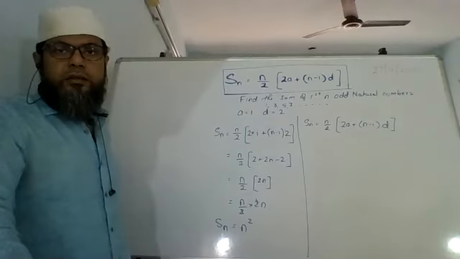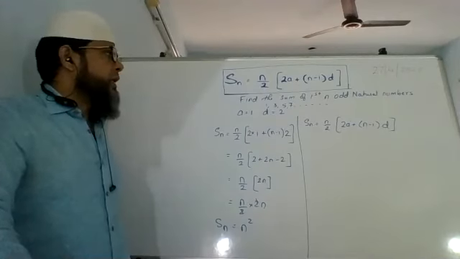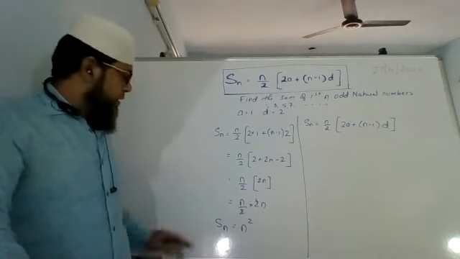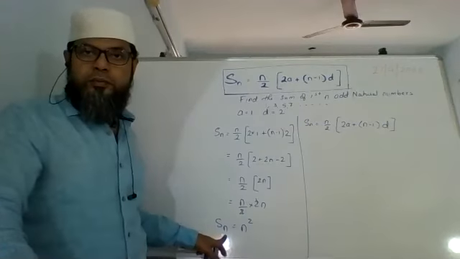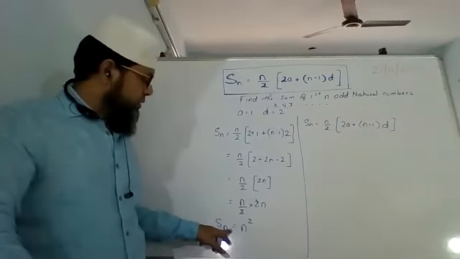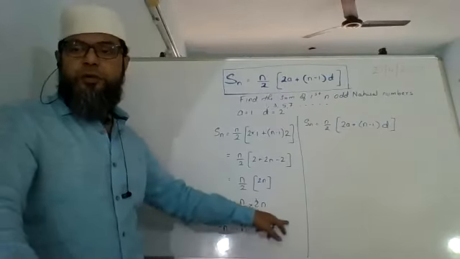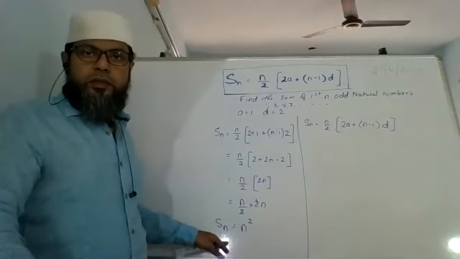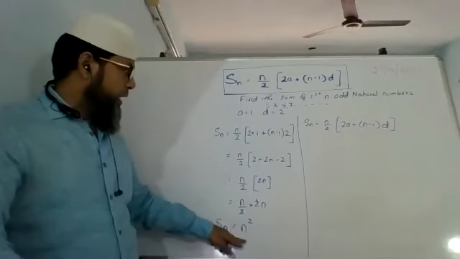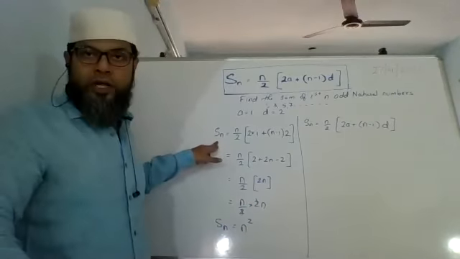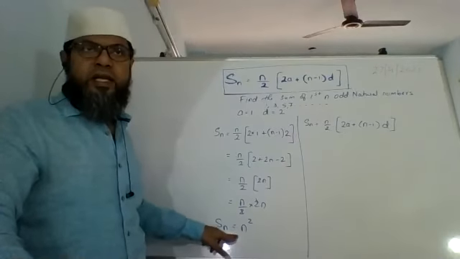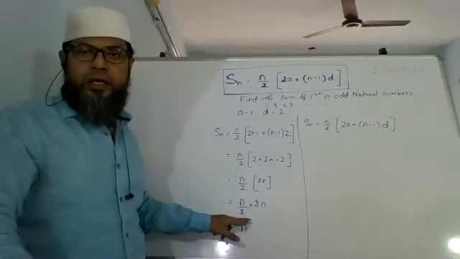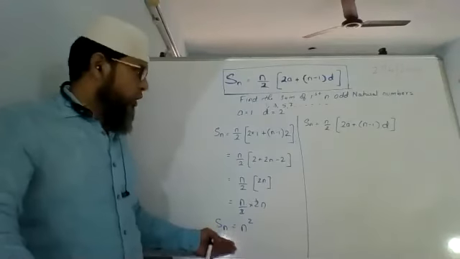Is this clear? Sum of n odd natural numbers is n square. Now, if they tell you up to 75, like we did last time, 75 odd natural numbers, you would get 75 square. Here you are not going to get any number because they have not told you up to where. Here you will just get an expression, Sn equals n square. This is how you're going to solve this.